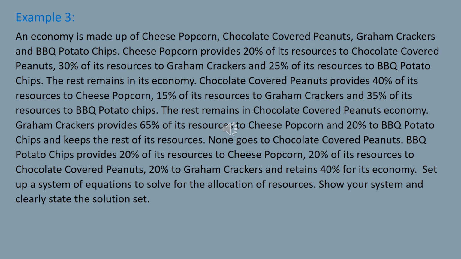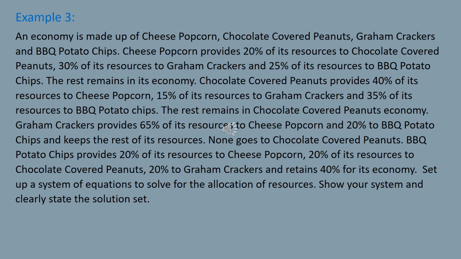And so cheese popcorn sector provides 20% of its resources to chocolate-covered peanuts, 30% of its resources to graham crackers, and 25% of its resources to barbecue potato chips. And the rest of the resources for cheese popcorn remains with cheese popcorn. Chocolate-covered peanuts, on the other hand, provides 40% of its resources to cheese popcorn, 15% to graham crackers, 35% to barbecue potato chips, and the rest remains with the chocolate-covered peanut economy.